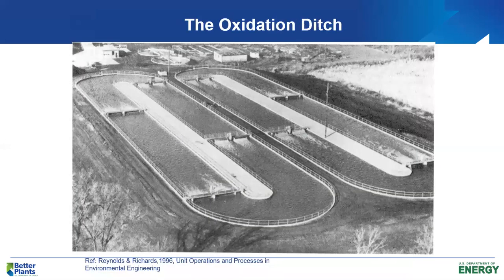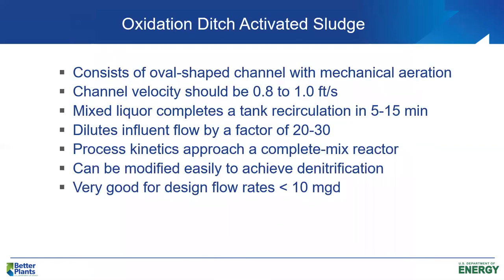This is a picture of two actual oxidation ditches. They're mirror images of each other. The one on the right, the flow is moving counterclockwise, and the one on the left, the flow is actually moving clockwise. So again, a racetrack or oval-shaped channel, maintaining an average horizontal velocity of about 1 foot per second to keep the biomass in suspension. The influent is diluted quite a bit because the actual flow rate through the ditch channel itself will typically be about 20 to 40 times higher than the raw wastewater flow rate.